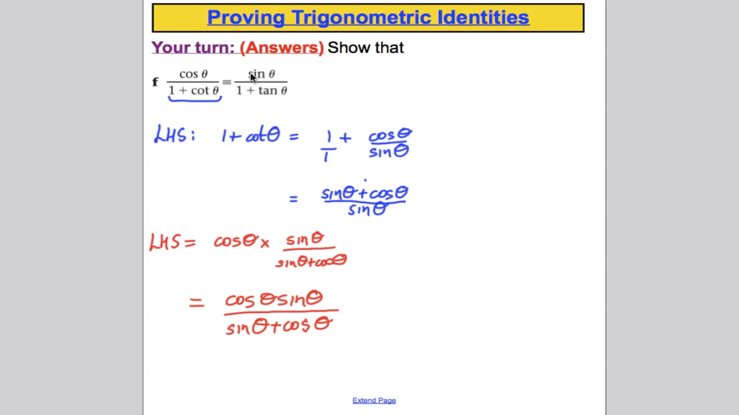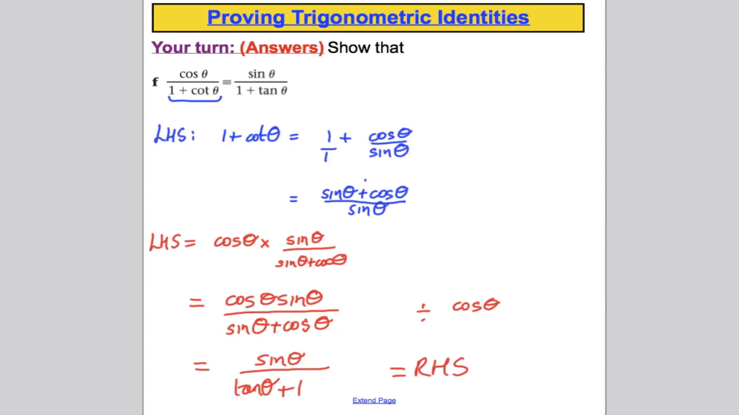We want a sine theta on top. If we divided the top by the cos theta to remove it and did the same to the bottom, if we divided top and bottom by cos theta, which is just simplifying down a fraction, I would therefore get sine theta on top. Sine theta divided by the cos theta would give me the tan theta, and cos theta divided by cos theta would give me the 1, and hence I had what I was looking for, the right hand side. And that's proved all the identities.